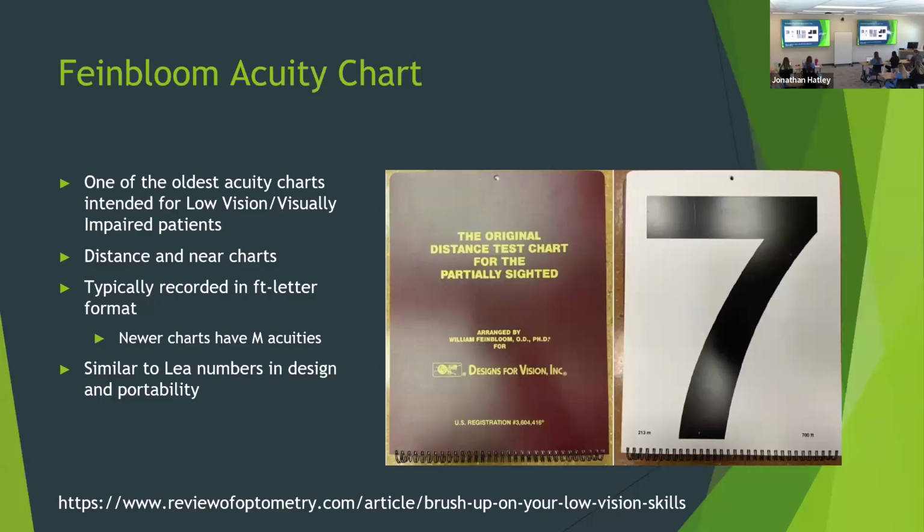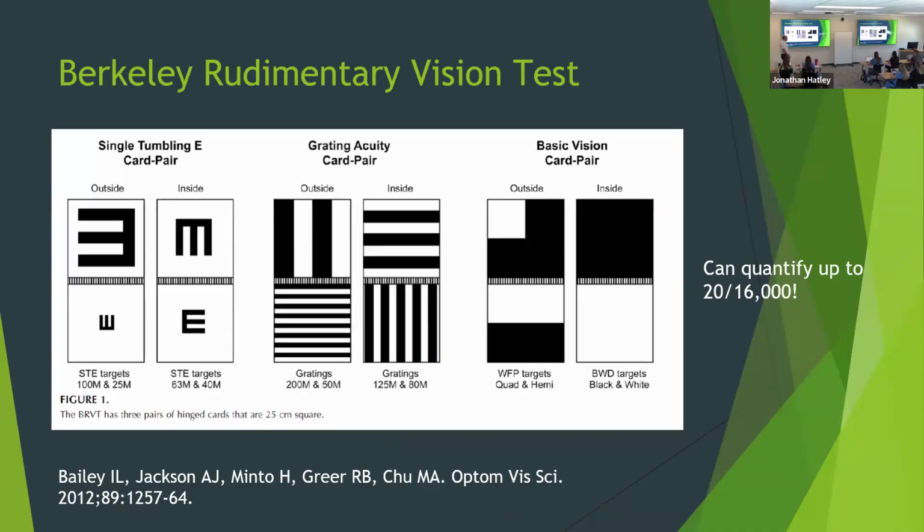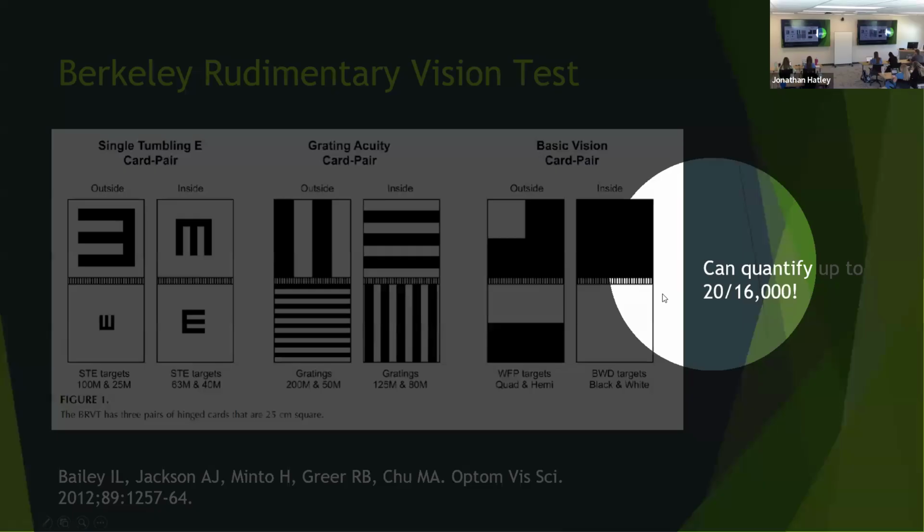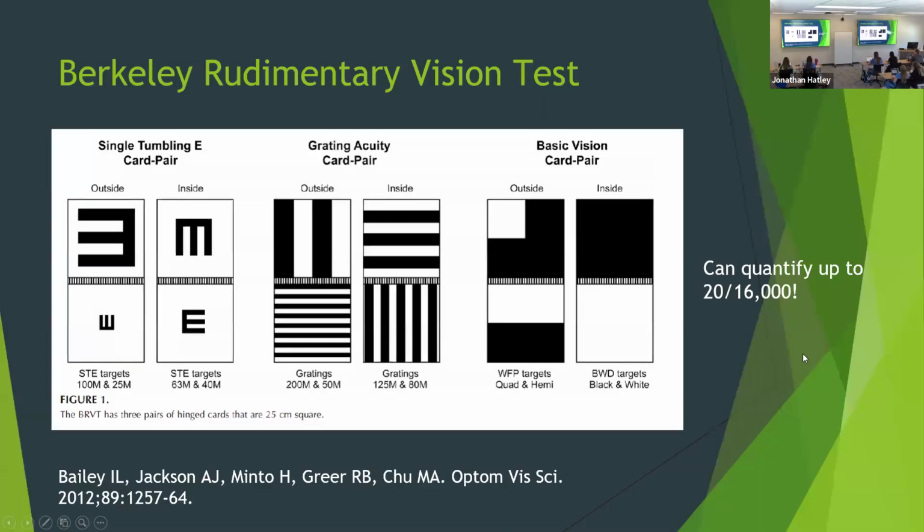looks like nothing else. This Berkeley Rudimentary Vision Test is another one that we have in clinic. This was developed, can anyone guess where this test was developed? Berkeley. Oh, very good. Man, you guys are on it today. So what this test was designed for was profoundly visually impaired individuals. And so in certain cases, depending upon how you use this test, you can quantify visual acuities up to 20 over 16,000. So remember, that's an optotype that would subtend 5 minutes of arc at 16,000 feet away, or roughly 3 miles. So in any case, these are folks who are profoundly visually impaired.